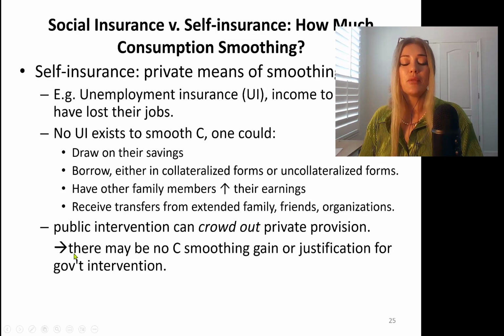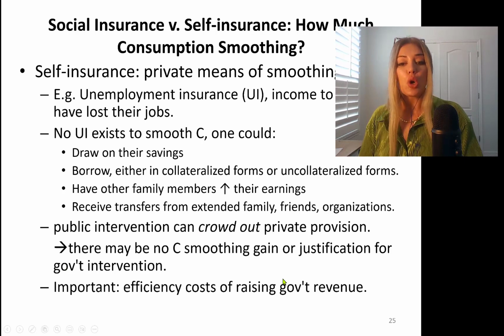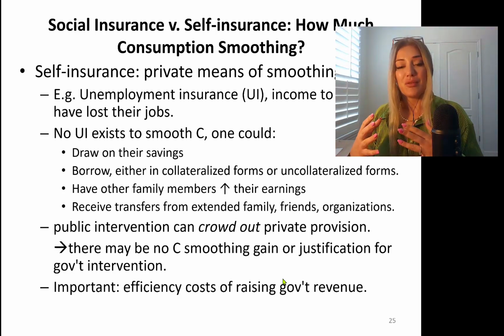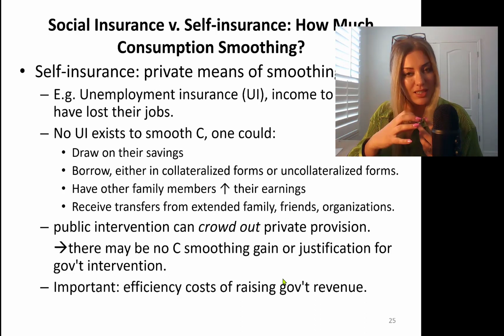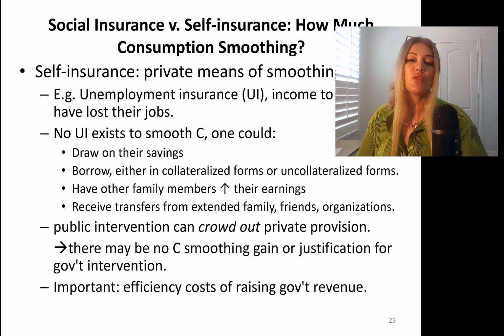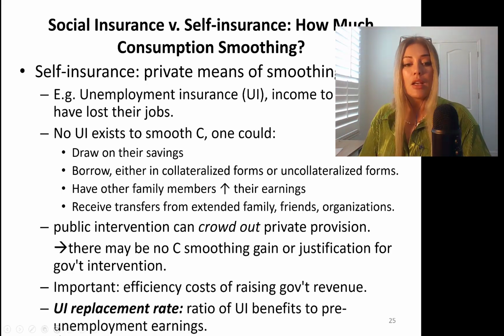As we said, there may be no consumption smoothing gain or justification for government intervention in this case if there is a crowd out. So it is really important to also think about the efficiency costs of raising government revenue, right? You are intervening in the insurance markets. You need to generate your revenue somehow, and that usually comes from taxing people.